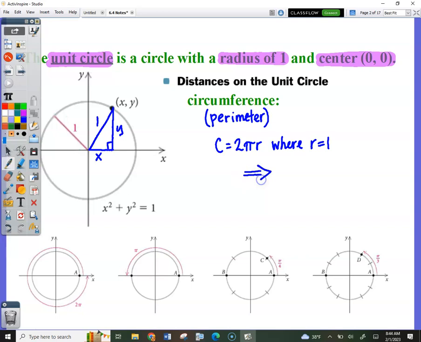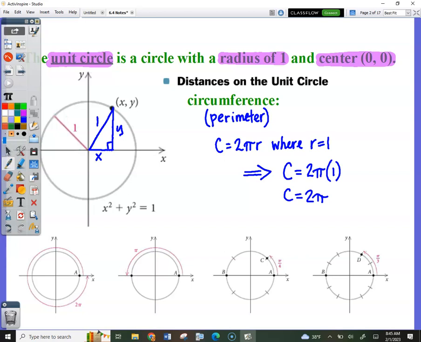I'm going to draw a big arrow to say, okay, that's the formula for circumference. If our radius is 1, then our circumference is actually just 2 pi, right? It'd be 2 pi times 1. Well, 2 pi times 1 is just 2 pi. If you need to understand where that came from, then put right here, 2 pi and then a 1. And what is 2 pi times 1? It's 2 pi.